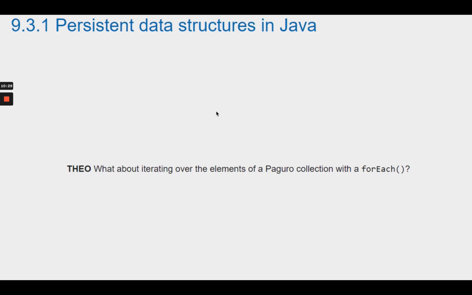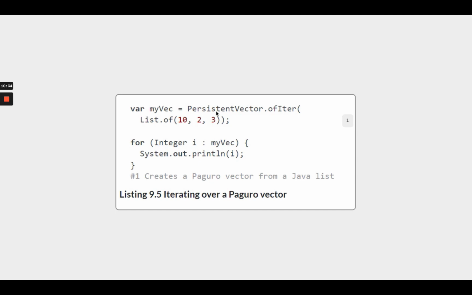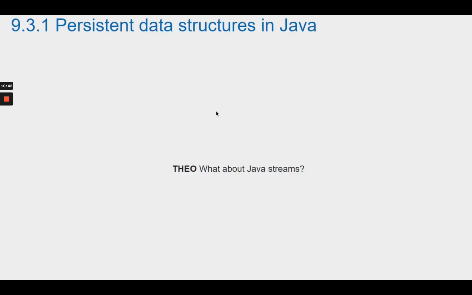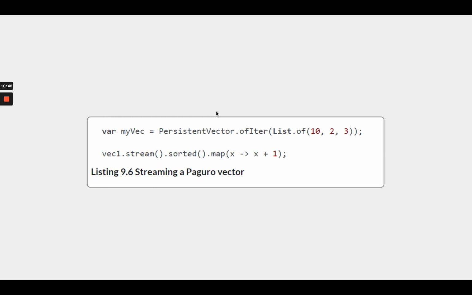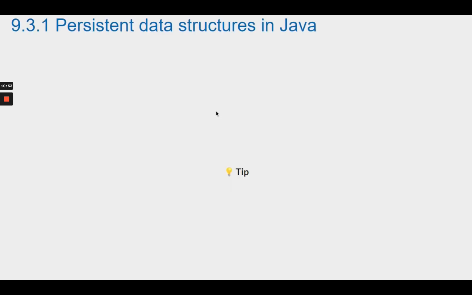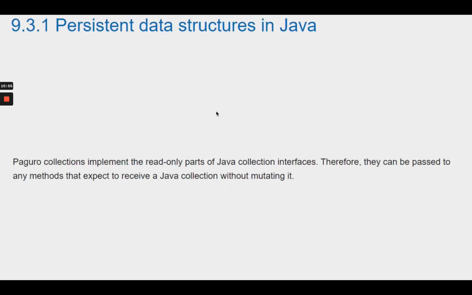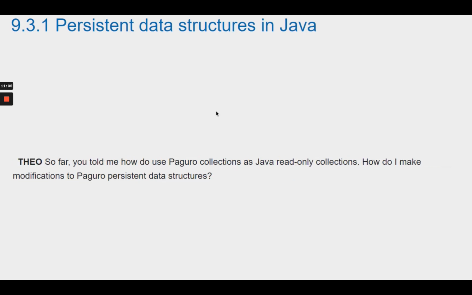Theo: What about iterating over the elements of a Paguro collection with a for each? Joe: That works like it would in any Java collection. Here, let me show you an example. Theo: What about Java streams? Joe: Paguro collections are Java collections, so they support the Java stream interface. Take a look at this code. Tip: Paguro collections implement the read-only parts of Java collection interfaces. Therefore, they can be passed to any methods that expect to receive a Java collection without mutating it.